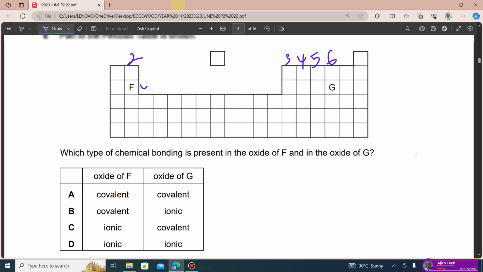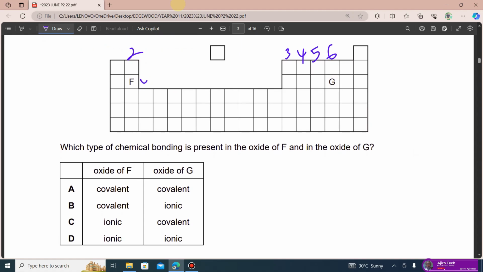So in the oxide of F, since it's a metal, it is donating electrons. So we're looking at ionic. So everything covalent here is off. So we're looking at ionic because it is a metal. And then when we look at oxides of G, we're looking at forming covalent bonds, just like that is where we have elements in group 6. So we have elements like sulfur in this group. If sulfur belongs to this group, the kind of oxide that is going to form is a covalent one. So the answer to this is going to be C. So question 5 is C.